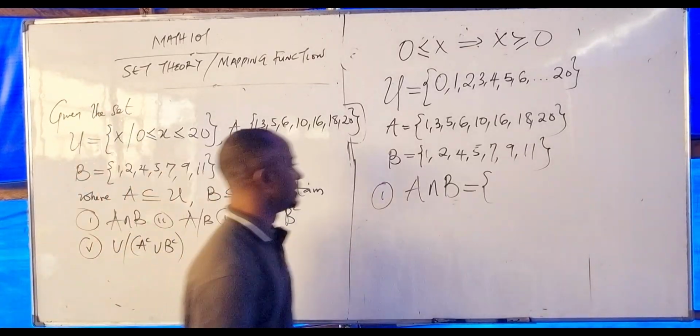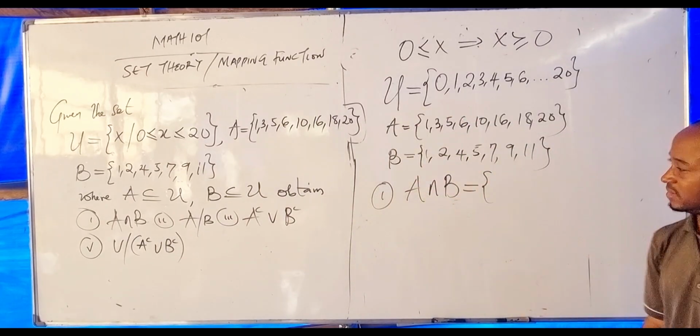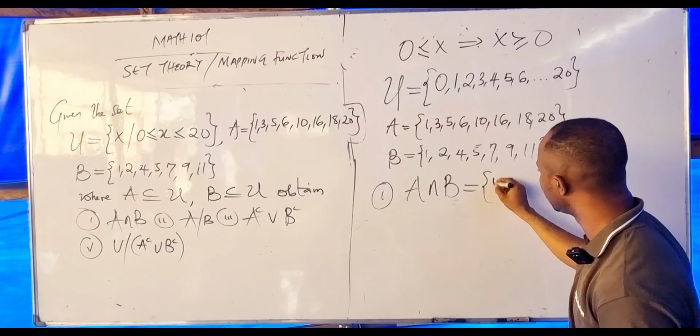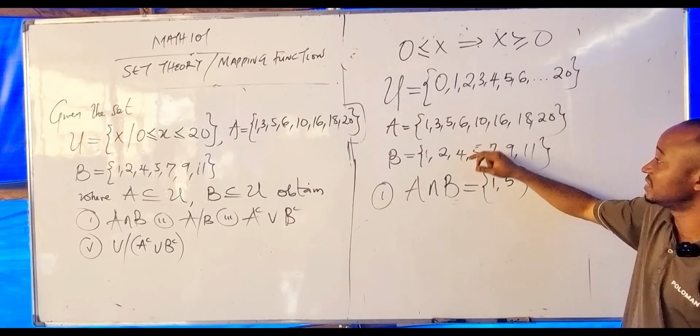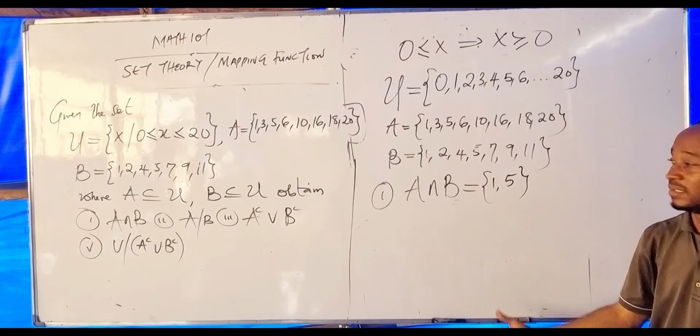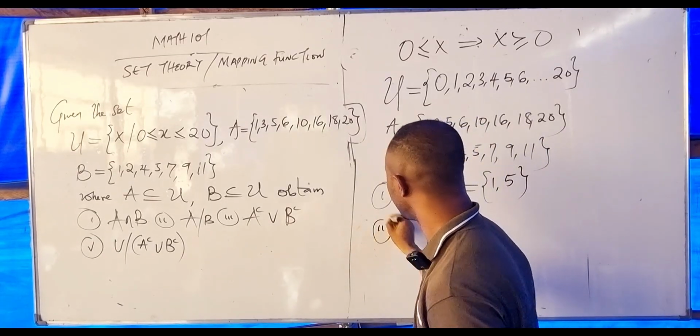Now, intersection between A and B, what is common? I hope you know how we got 1 and 5. You take A and take B. What are the common elements there? Just 1 and 5.